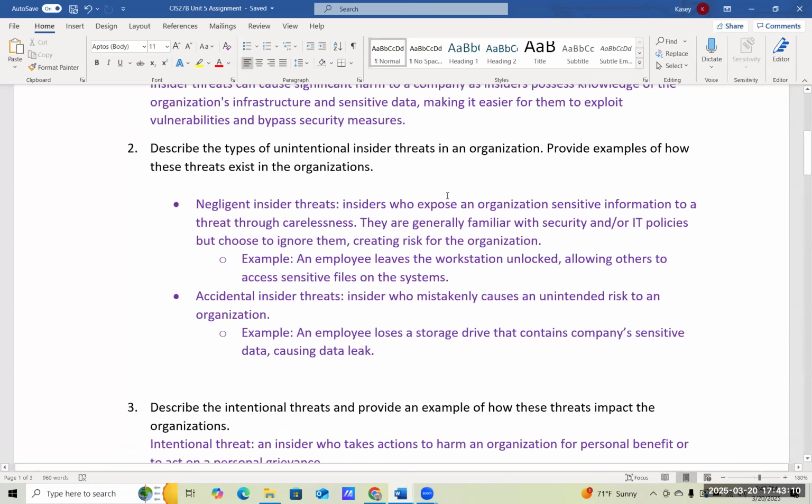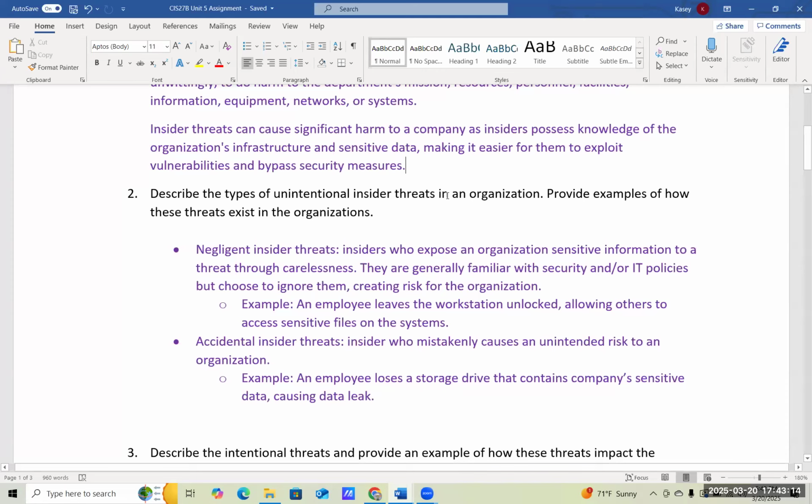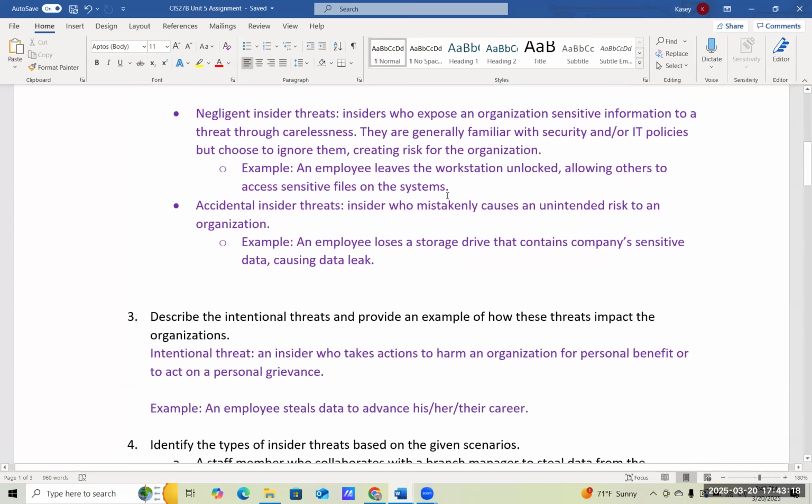So let's go through number 3, and we're gonna dive a little deeper, and we're gonna look at the category of insider threats. Number 3 says, describe intentional threats and provide an example of how these threats impact the organization. So we talked about unintentional threats. Those are people who are either negligent or mistakenly do something that can cause harm, right?